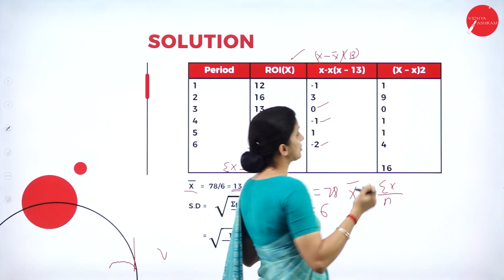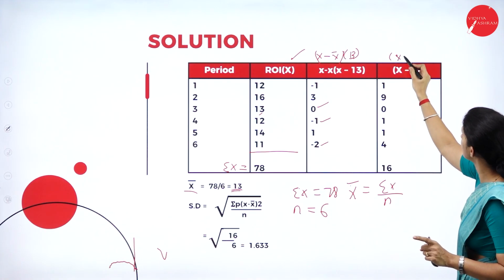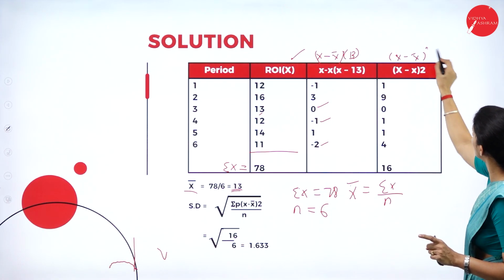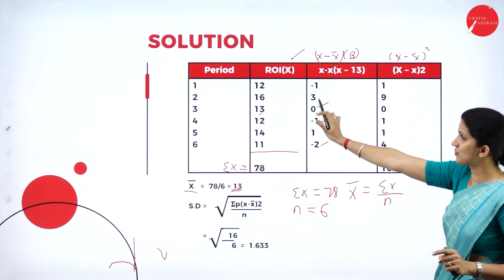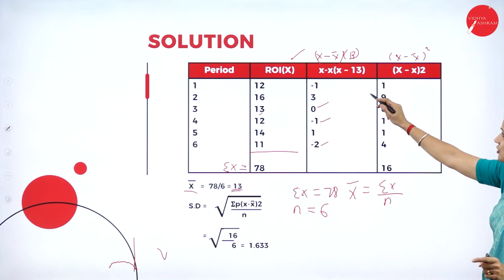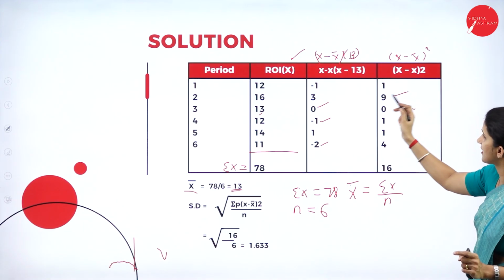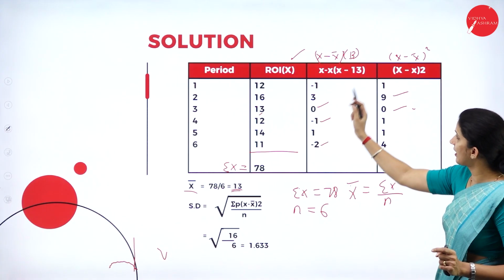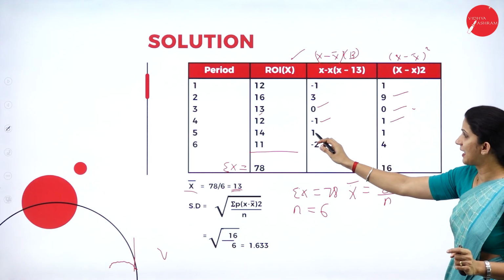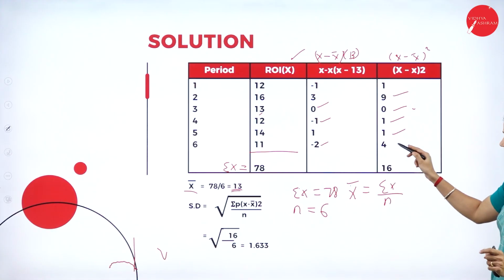So now we need to do x minus x bar whole square. So this we need to find out the square. Minus 1 into minus 1, you will get 1. Then 3 into 3 is 9. 0 into 0 is 0 only. Then minus 1 into minus 1 is 1. Minus 1 into 1 is 1. Minus 2 into minus 2 is 4.